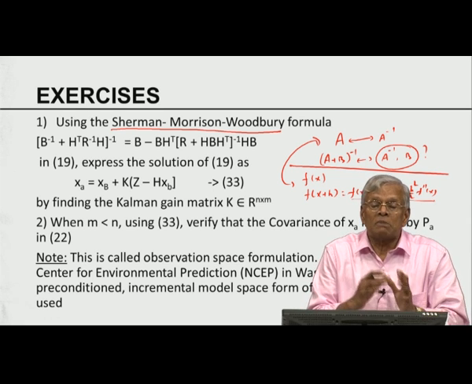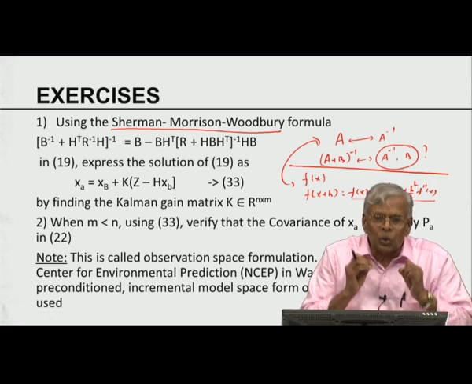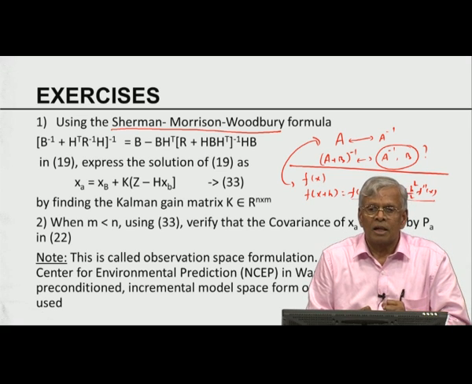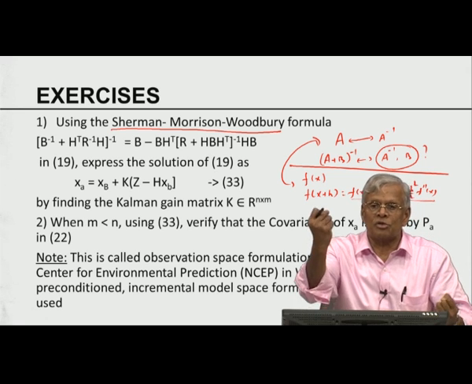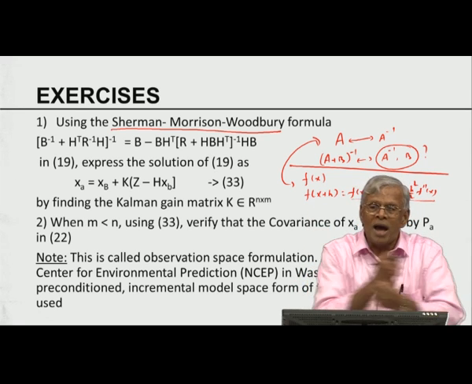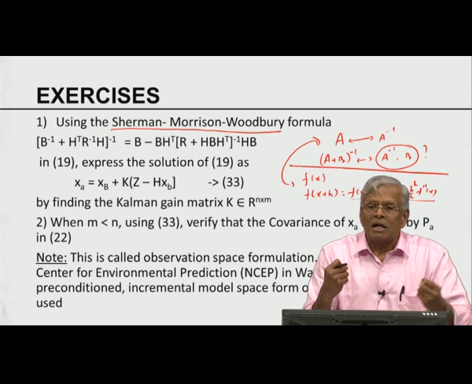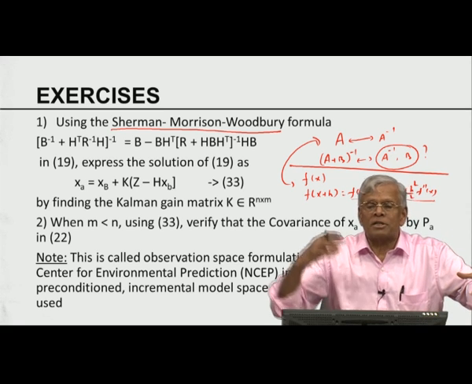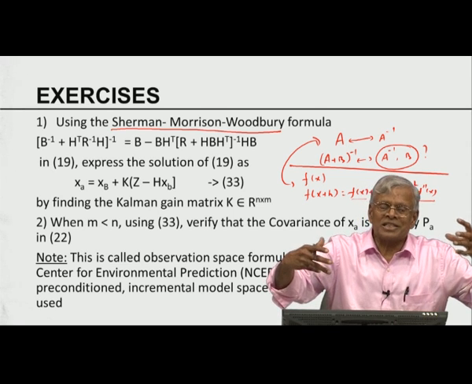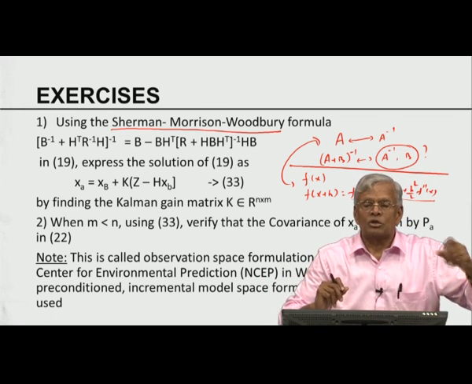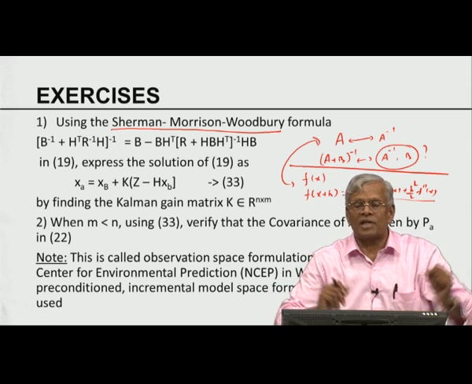In fact, the Sherman-Morrison formula plays such a crucial role in data assimilation, especially in trying to relate the data assimilation formulation from model space to observation space. Why is this relation needed? The model space is n dimensional, the observation space is m dimensional. It is seldom that m is equal to n. So either m is greater than n or m is less than n.